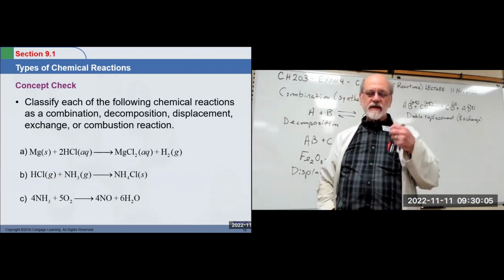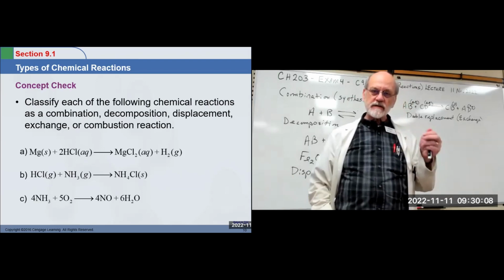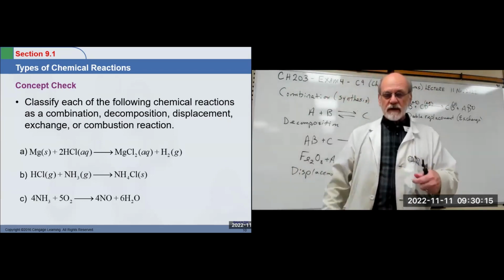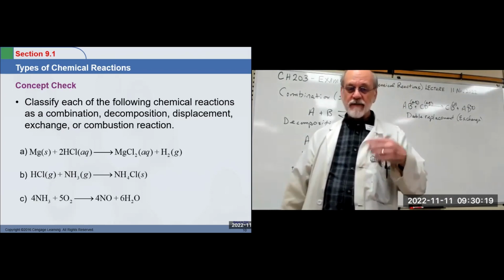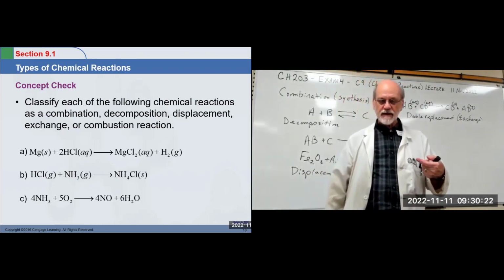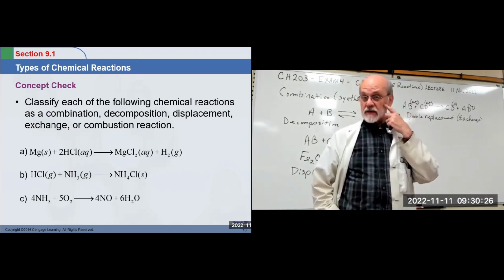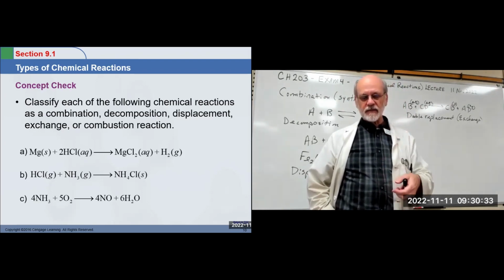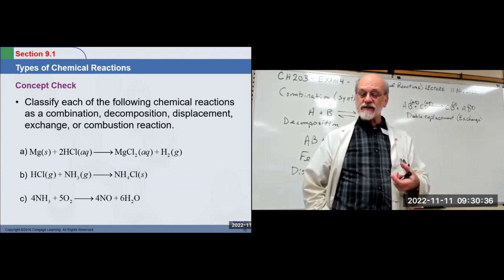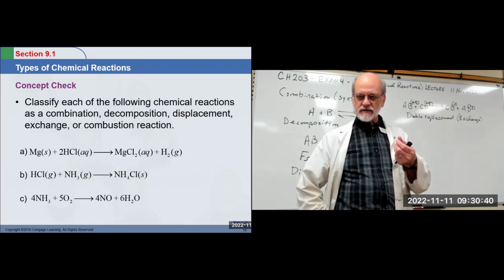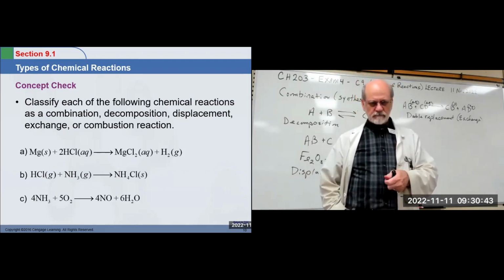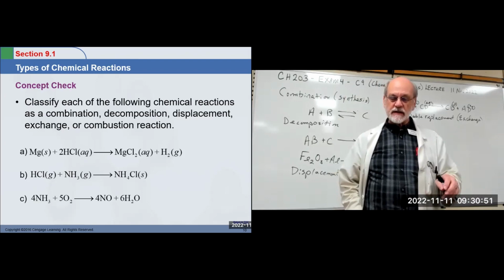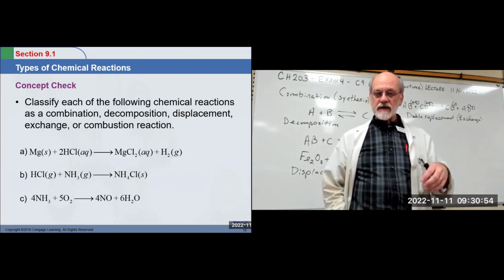Now let's classify each one of these as either a combination, decomposition, displacement, exchange, or combustion. I think those are all the ones that we've covered so far. Okay. Look at the reactants first. In A, you have magnesium and hydrochloric acid. And you actually observed this reaction in one of the labs where you put acid on a strip of magnesium. And you saw what formed was hydrogen gas and kind of a whitish material to begin with. But gradually the magnesium disappeared. And it was converted into magnesium chloride with the evolution of the gas.